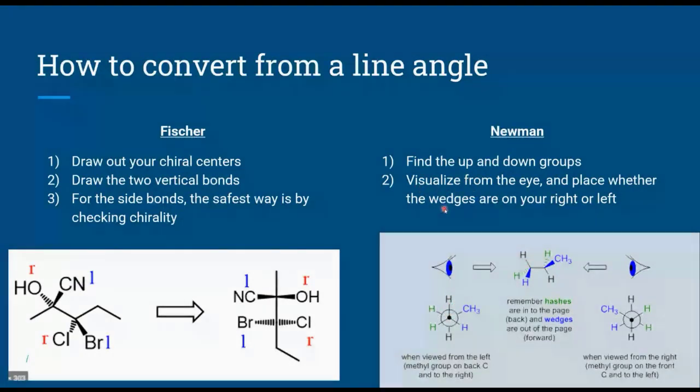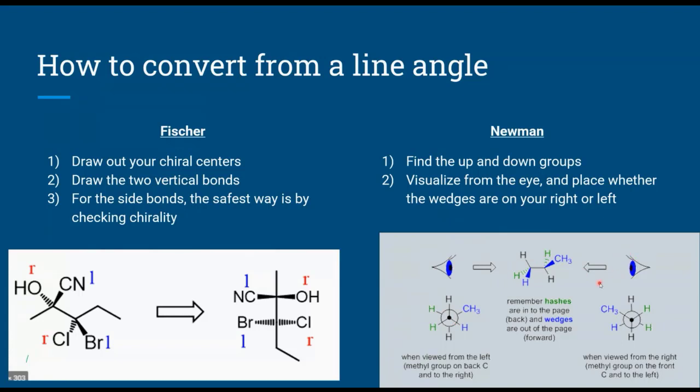Next, you sort of need to visualize from the eye and know if the wedges are going to be on your right or on your left. So in this case, when you're looking at it from this direction, the wedges appear on the right side, right? Because wedges are coming towards you, so they're sort of right of this eyeball here. So we see that the wedges, the hydrogen and the CH3, are going to be on the right. The dashes are the two hydrogens, so they're going to be on the left.